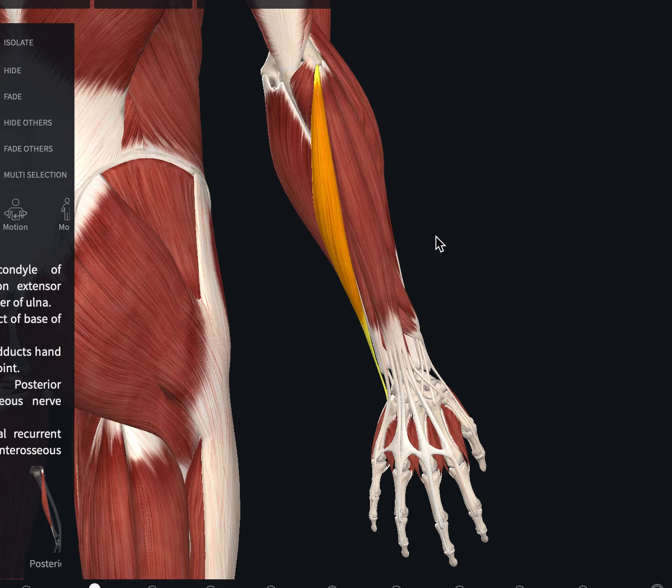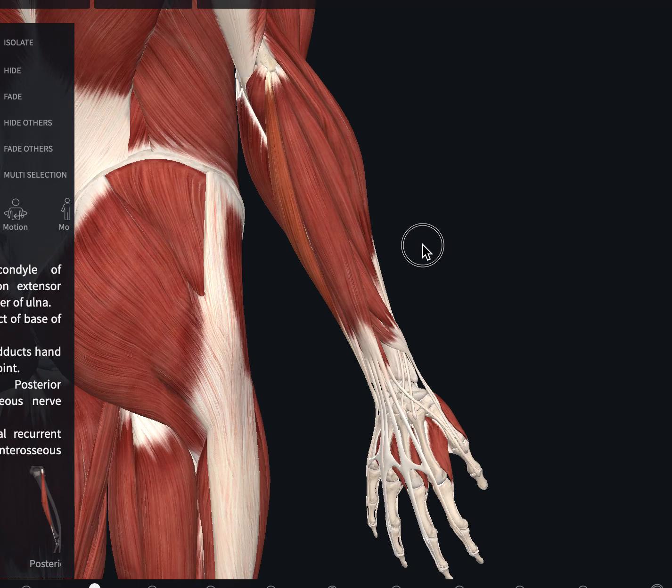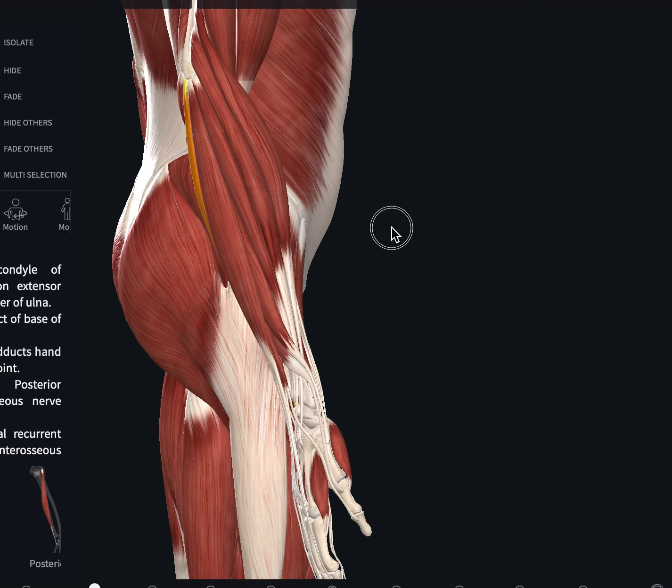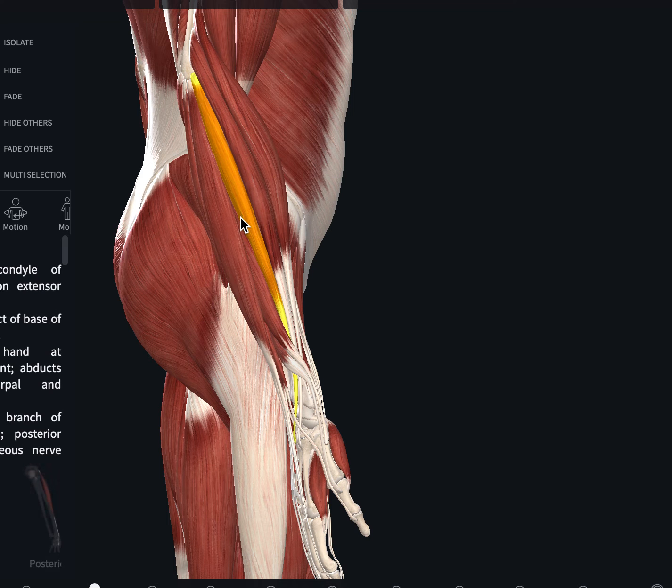Now, what you might be thinking, why does extensor carpi radialis have longus and brevis, but extensor carpi ulnaris doesn't? It's just that extensor carpi ulnaris only has extensor carpi ulnaris. That's it. There's no longus or brevis. Flexor carpi radialis has longus and brevis, which we will touch on in the next video. This muscle here would be extensor carpi radialis brevis because of the short tendon. When you have a long tendon, it's longus.